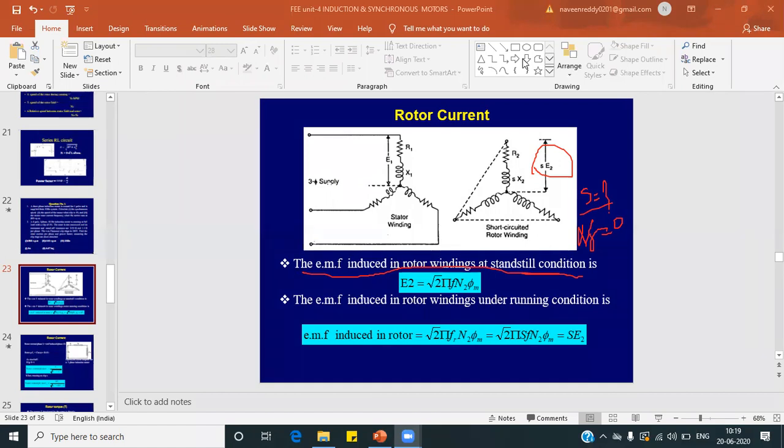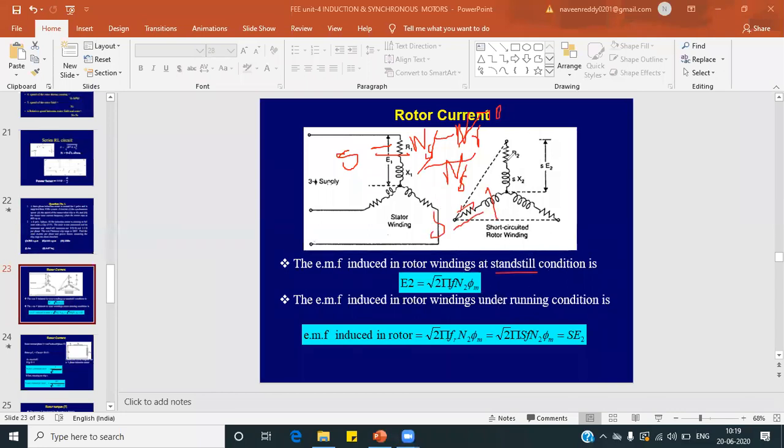Right. So you see, what is the formula for S? S means (NS minus NR) by NS. This is the formula for slip. So now what is it at standstill? What is NR? NR is equal to 0. If NR is equal to 0, NS by NS gets cancelled. So what is the value of S? S is equal to 1.